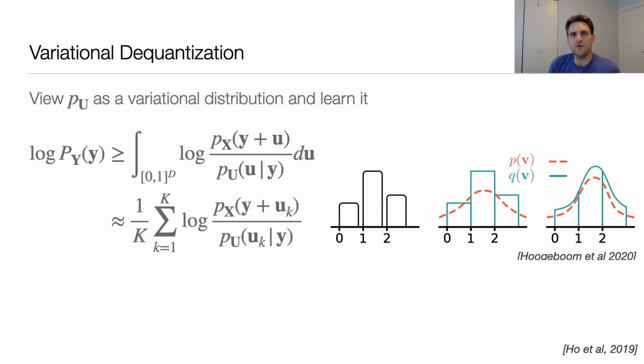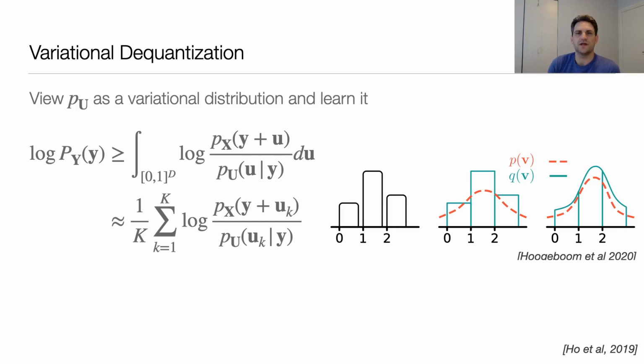Through doing that, we can actually learn this variational distribution, and we can learn it to be conditional on the intensities themselves. That allows us to construct much more natural dequantized distributions that are much easier for the normalizing flow to fit. And these variational dequantization approaches are indeed some of the most performant in terms of computed log likelihoods or bits per dimension, which is one of the common metrics that we use.